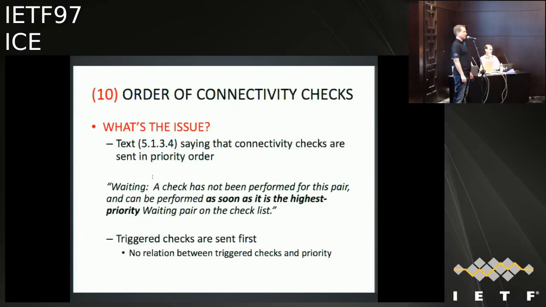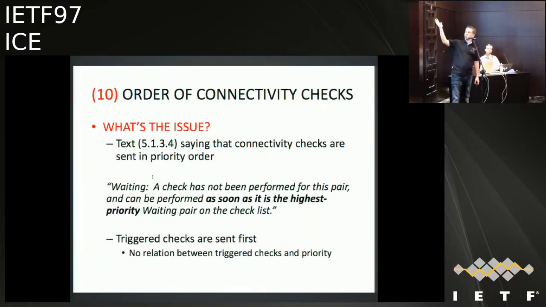Oh, but his point is that if the triggered queue is non-empty, then even though something is the highest priority waiting pair on the checklist, it still can't be performed immediately, I think is the argument. So just the wording there is not quite right, is what he's claiming, which I guess I kind of see. And my point is that in the definition for waiting, we don't really need to say when something is going to be sent. I don't think so.